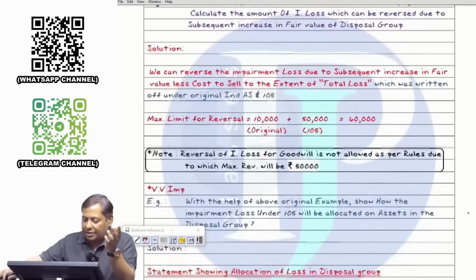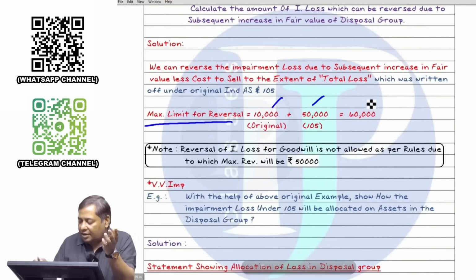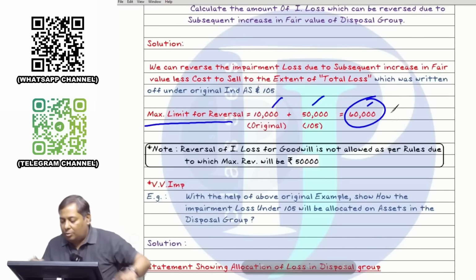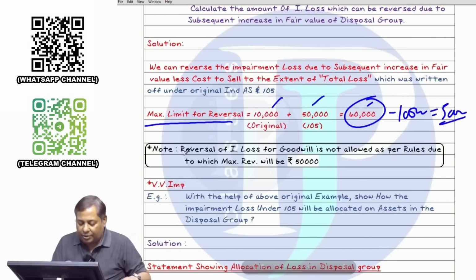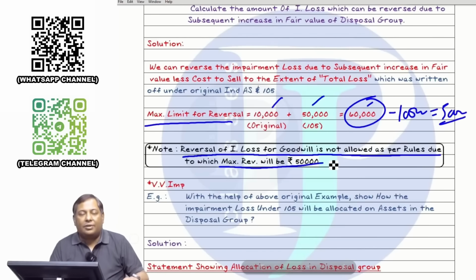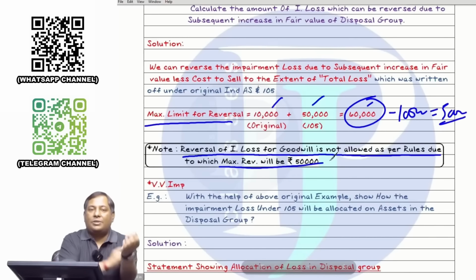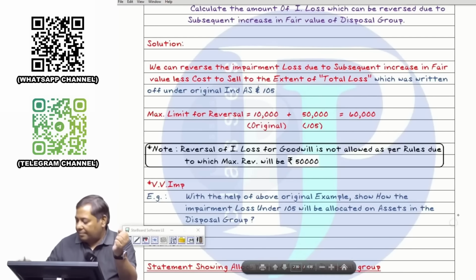Take this example again. What is the maximum reversal possible? 10 old, 50 new, total 60 reversal. But the goodwill of 10,000 cannot be written back. So you will notice, if I remove that goodwill, then the maximum write back could be of 50,000. Reversal of loss for goodwill cannot be made. Maximum reversal will be 50,000. Usually 60 is allowed, but 10 went to goodwill, so only 50 are left. Got it? I am on the next question.